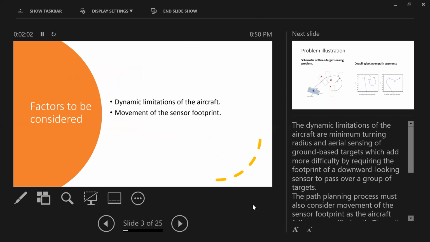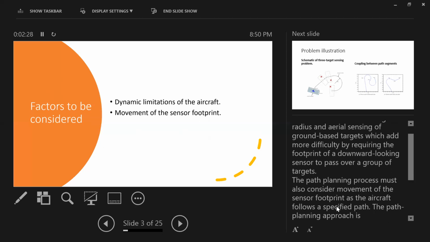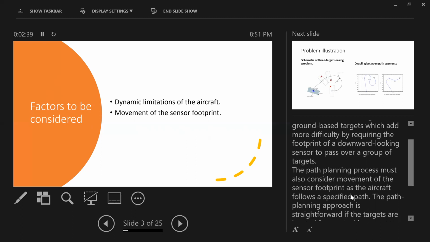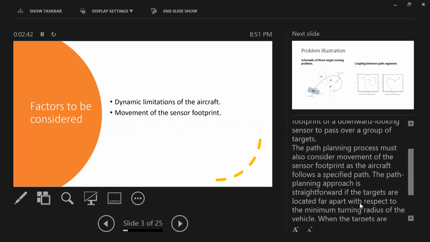There is the dynamic limitation of the aircraft, and the next is the movement of the sensor footprint. The dynamic limitations of the aircraft are the minimum turning radius and aerial sensing of the ground-based targets, which add more difficulty by requiring the footprint of a downward-looking sensor to pass over a group of targets. The path planning process must also consider the sensor footprint as the aircraft follows a specified path, and the path planning approach is straightforward.